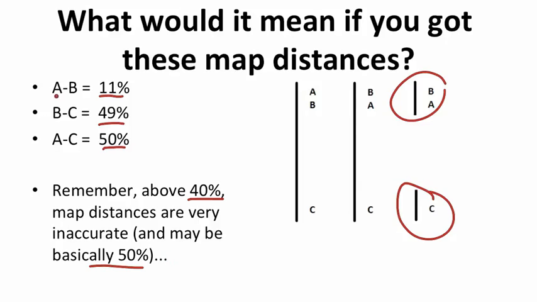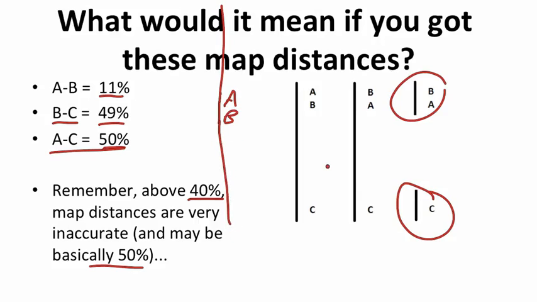So if you have something like this, where A and B is 11%, B and C is 49, or even 43% or something like that, A and C is 50% or even 45%, basically you don't know how far apart these are. You just know that A and B are linked. So all of the information you have in this case is that A and B are nearby, and you have no idea where C is. C could be really far up this way on the chromosome, it could be really far down that way on the chromosome, or it could be on a different chromosome.